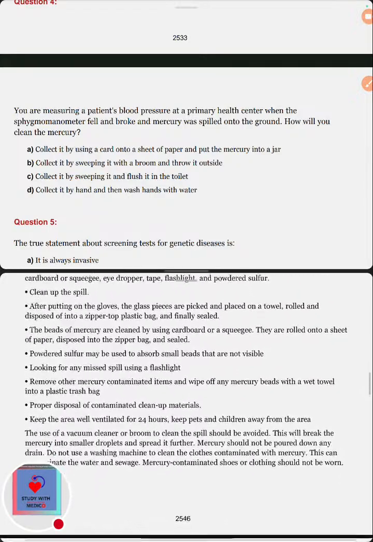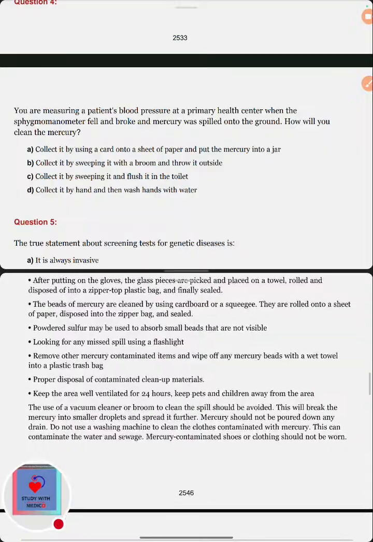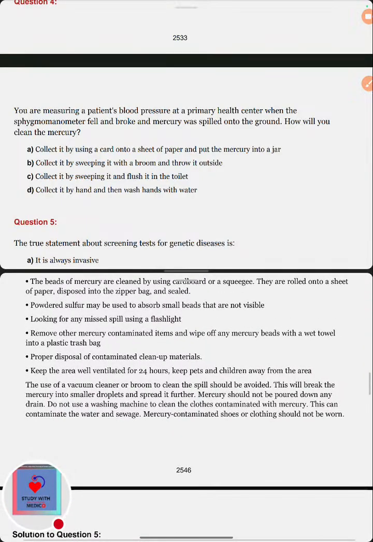They are rolled onto a sheet of paper, disposed into a zipper bag and sealed. Powdered sulfur may be used to absorb small beads that are not visible. Look for any missed spill using a flashlight. Remove other mercury-contaminated items or wipe off any mercury. Okay. Card onto a sheet of paper and put the mercury into a jar.